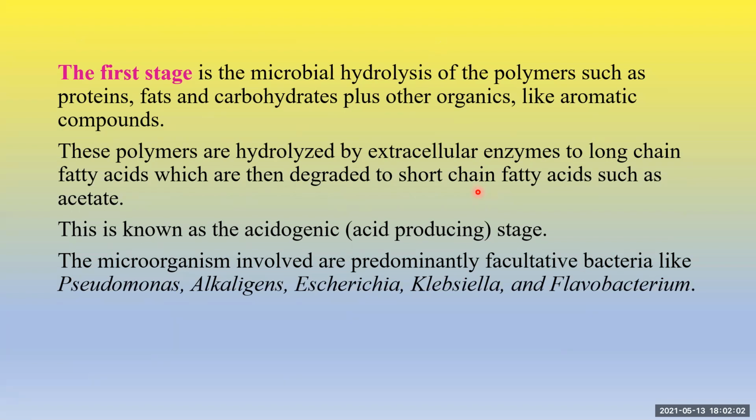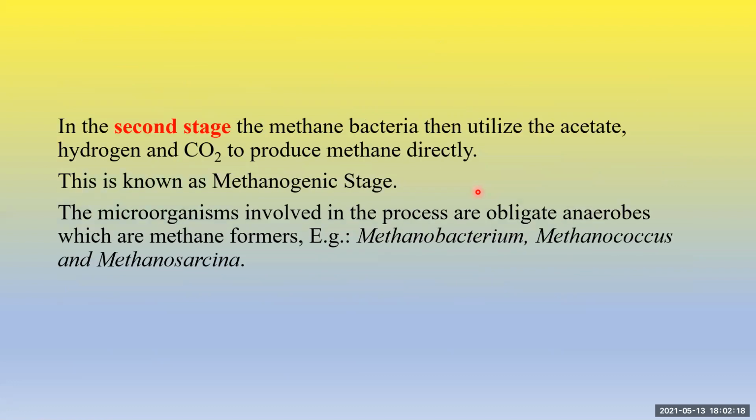Most of the microorganisms that are predominantly involved in hydrolyzing the long chain polymers are facultative bacteria like Pseudomonas, Alcaligenes, Escherichia, Klebsiella, and Flavobacterium. Now comes the second stage. The first stage is the acidogenic stage. In the second stage, methane producing bacteria utilize the acetate, the hydrogen, and carbon dioxide that is produced in the first stage to produce methane directly.